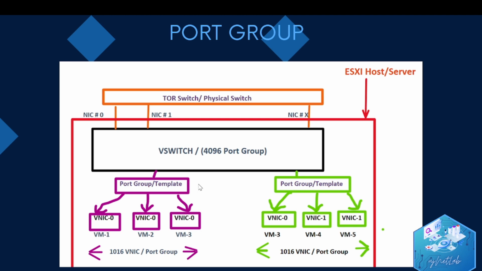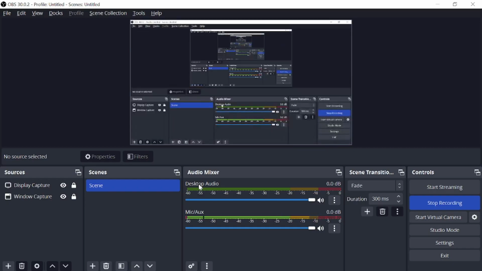The port group concept is the same as in Linux, which is bridges. Bridges are also used to segment the network. So I hope it is clear now. First of all, we are going to log into the ESXi, and then we will see visually what this port group is all about. I hope it is clear till now.